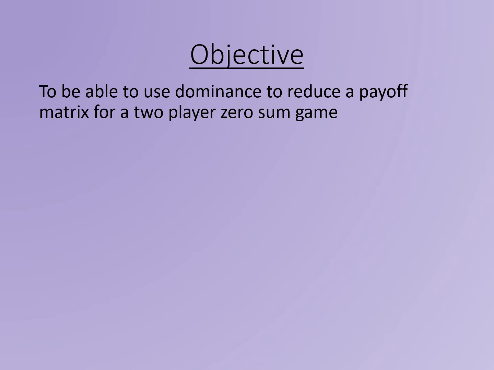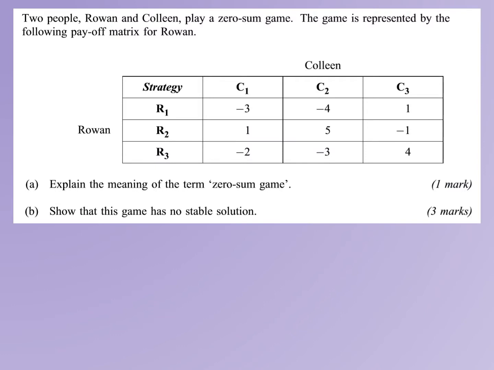In this lesson, we're going to look at how dominance can be used to reduce a payoff matrix for a two-player zero-sum game. So we're going to start off just by answering a question from last lesson. You may want to pause the slide now and try to answer it first.